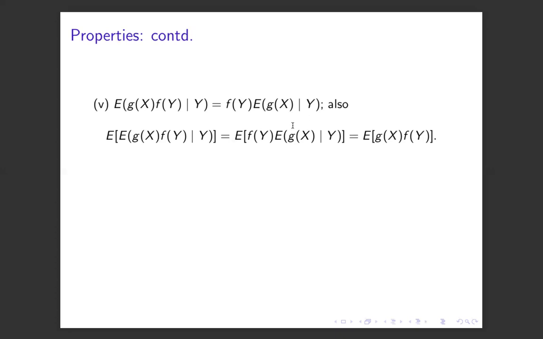And also using that equation here, you can easily see this. Actually, to see this first equation, you first consider the conditional expectation of g(X) times f(Y) given Y equal to little y. Then the next step, that little y can be plugged in here. So f at little y is a constant, so that comes out of the conditional expectation.